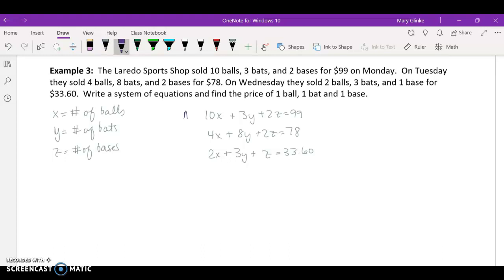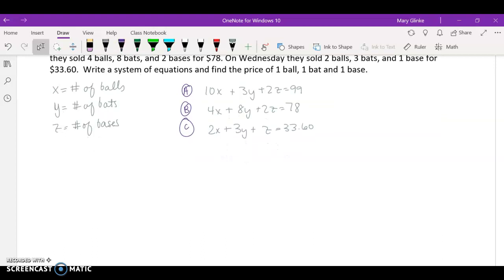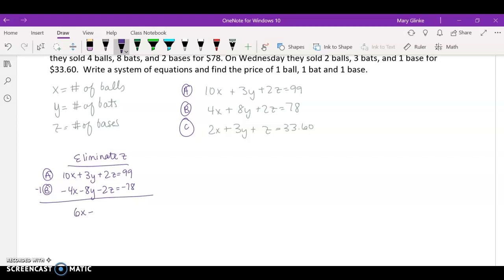So now what I can do is label this A, B, and C. And you can pick whatever variable you want to eliminate. I'm going to eliminate z because I see a solitary z over there. So I'm going to do A and B. But for B, I'm going to multiply by -1. So I'm going to rewrite A, and then I'm going to take each value in B and multiply by -1. When I combine those, I get 6x minus 5y equals 21.